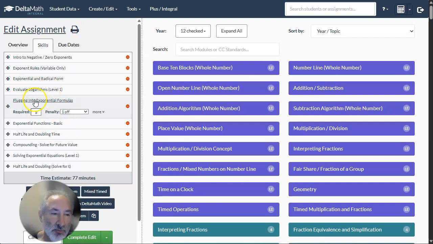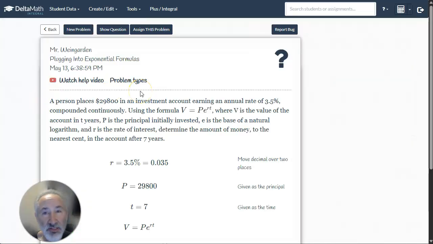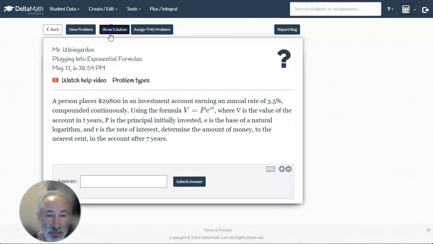I'm going to go ahead and start with plugging into exponential formulas. I do not think this is the hardest type of problem on the test, but it is a word problem, and people said to me that they were concerned. I don't think it's that bad.